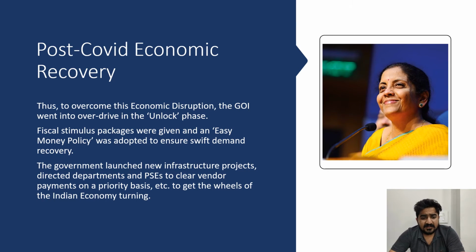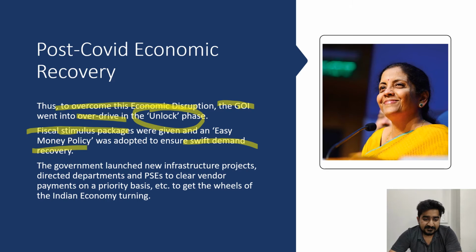To overcome this economic disruption, the Government of India went into overdrive in the unlock phase. A fiscal stimulus package was released. An easy money policy was adopted to ensure swift demand recovery. The government even launched new infrastructure projects and capital expenditure, directed departments and public sector enterprises to clear vendor payments on a priority basis, etc., to get the wheels of the Indian economy turning.